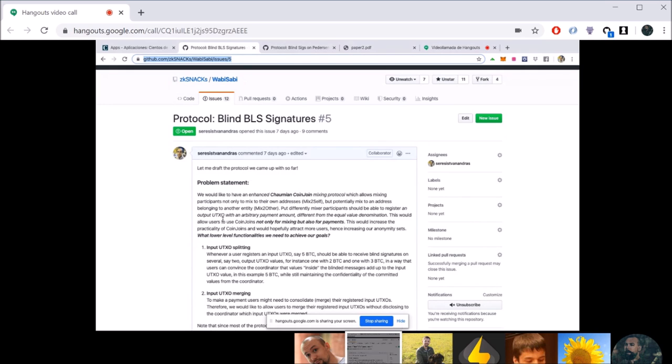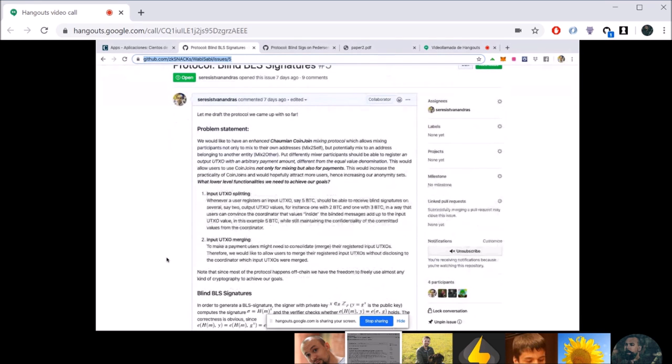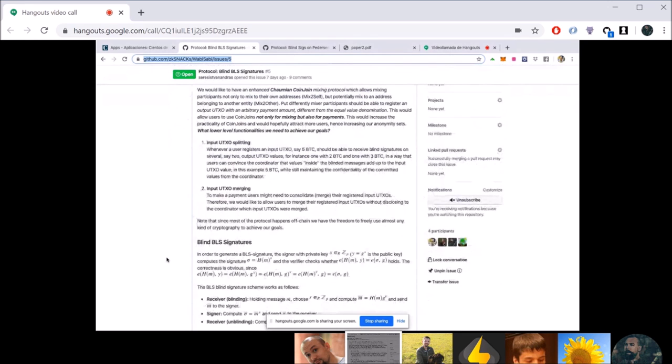So whenever, for example, a user registers an input UTXO and she would like to register another or split this amount into two, let's say to a change address or a payment value, then we need to allow users to create Pedersen commitments and prove that the Pedersen commitments are formed in a good way. Meaning that the underlying commitment values add up to the input UTXO value. And with Pedersen commitments, as Nopara and Yuval already described, we can really easily prove such summation statements over committed values.